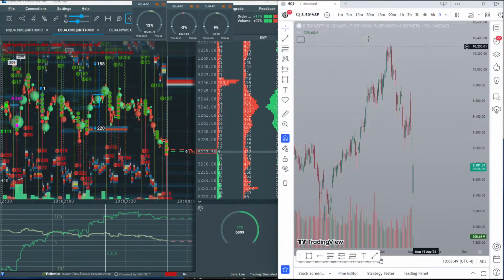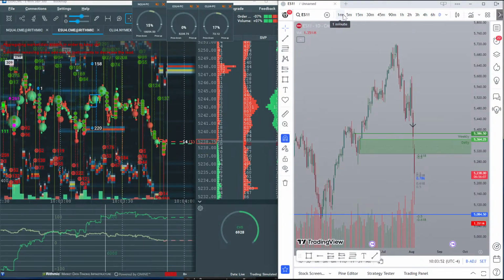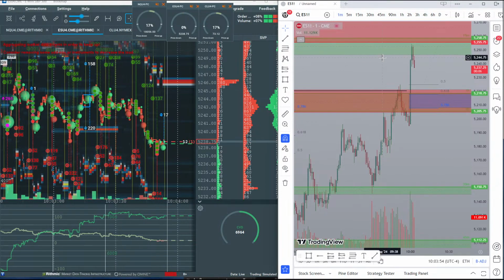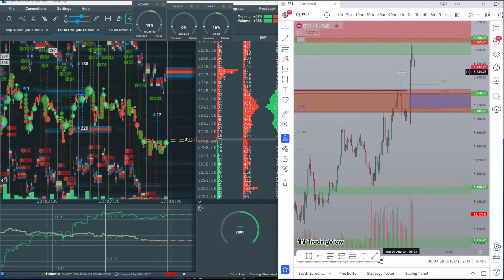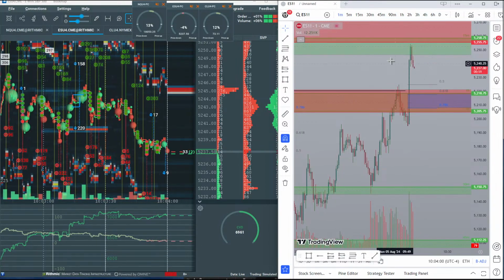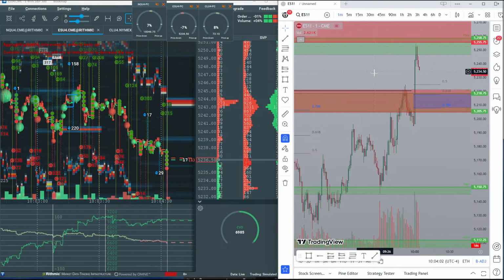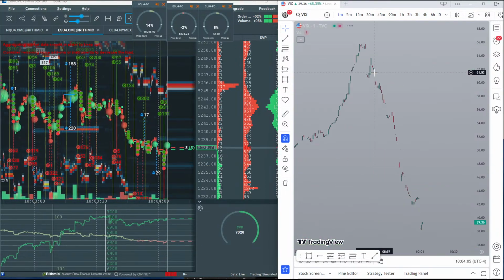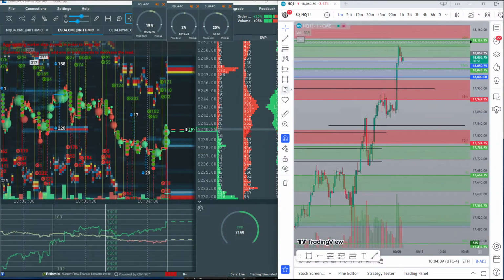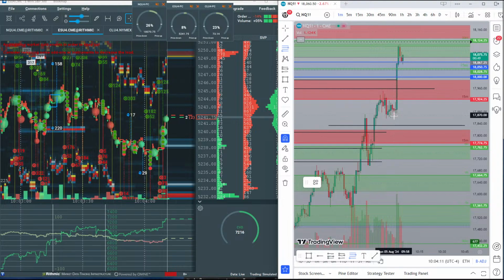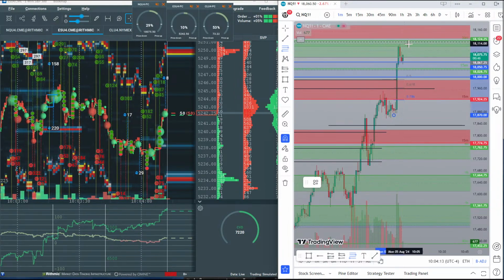Getting some reaction off of this area. Again, not that exact area I was... Sorry, I don't know, my mic's messing around. We'll see if ES wants to hold up where that OTE is. Get rid of those NQ shorts. Get out of here. Throw our optimal trade entry up.